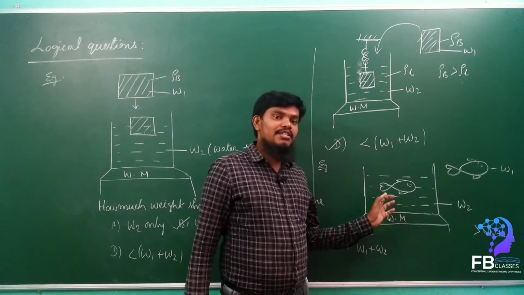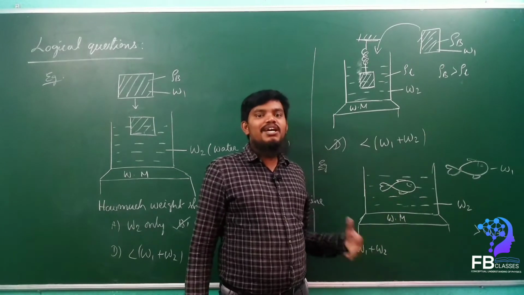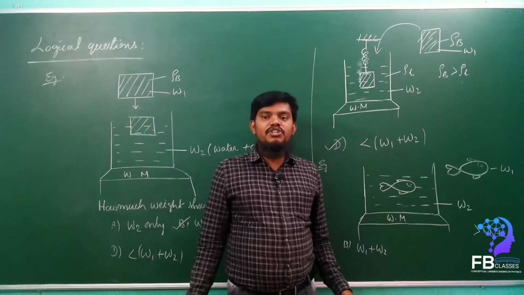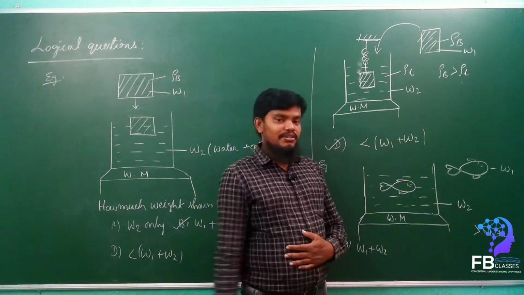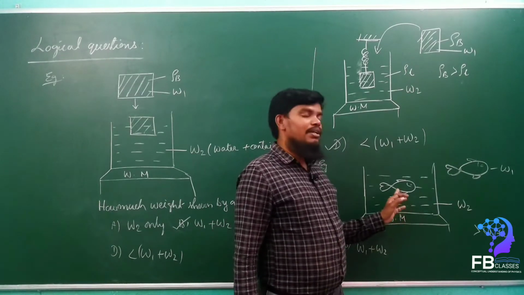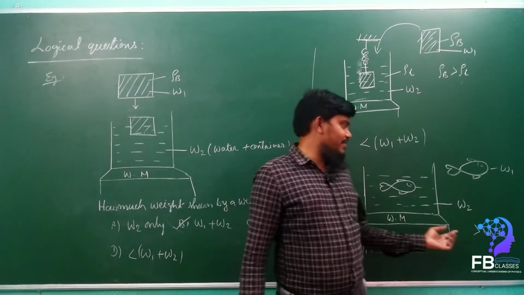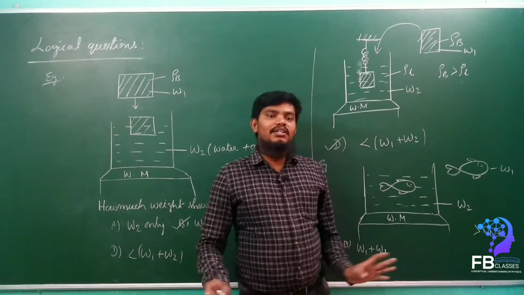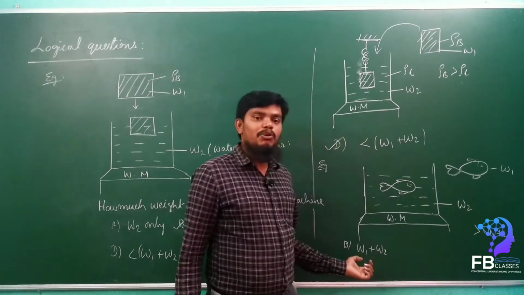When the fish is swimming very fast, that means accelerating fast, it applies more force. When it gets the acceleration, it may show a reading more than W1 plus W2. Otherwise, in normal conditions, it will show only W1 plus W2.